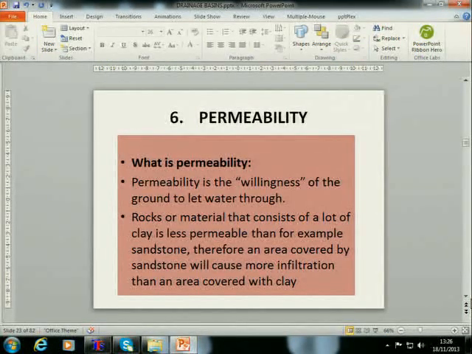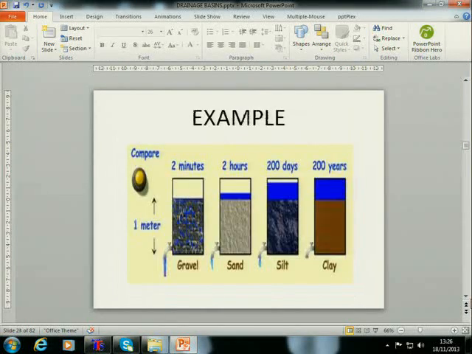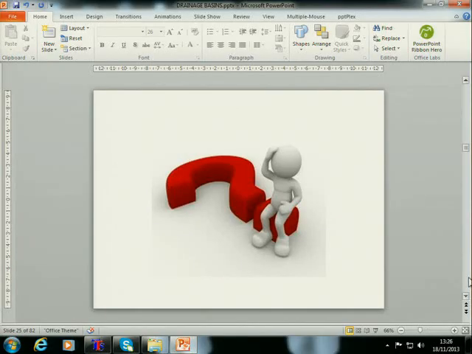The permeability is the willingness of the water to go through. And there we have the distinction between sand and clay or silt or gravel. That is the willingness. In other words, do I want you to go through or do I want you to stay on top? Right. If there are any questions, please post them now before we continue.